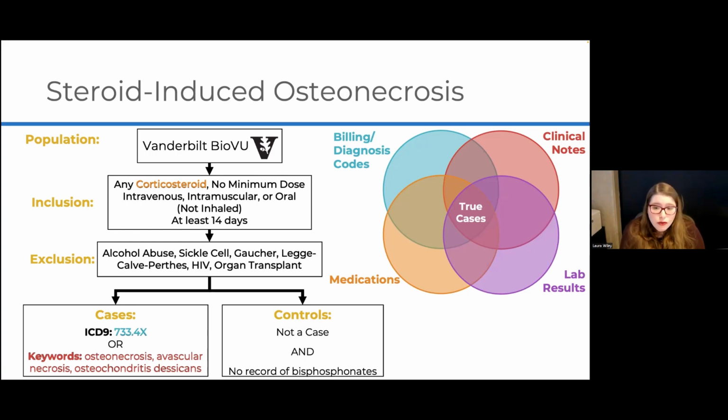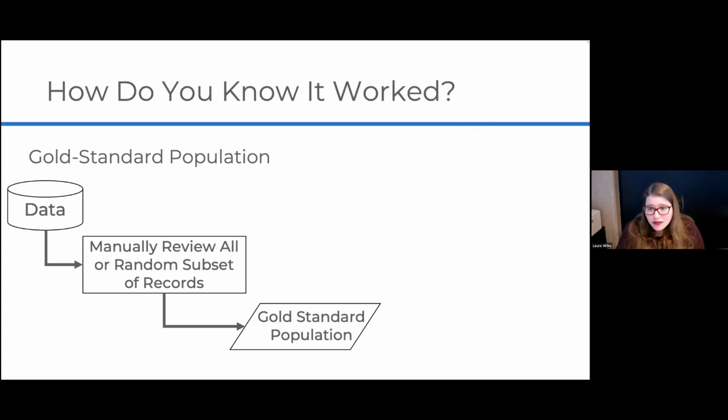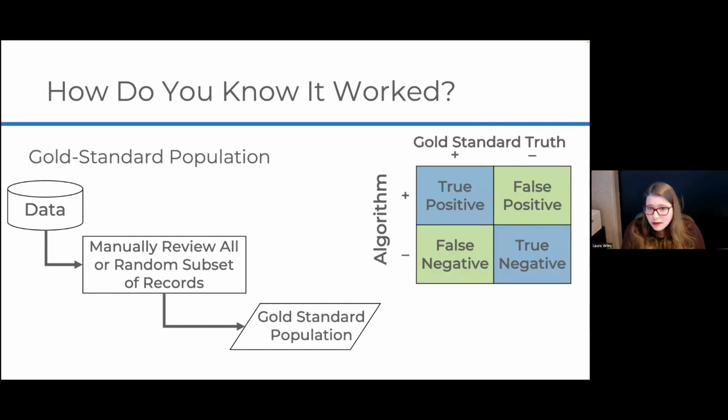And so, of course, the question is, how well do you know that it worked? And generally speaking, the best approach for a phenotyping algorithm is to do a validation. So what you're going to do, you're going to take that data, randomly review a subset of records and develop your gold standard population, and just use simple statistics like your 2x2 table to assess your sensitivity, specificity, positive predictive value, et cetera. And that will give you a sense of how accurately am I identifying my patient population of interest.